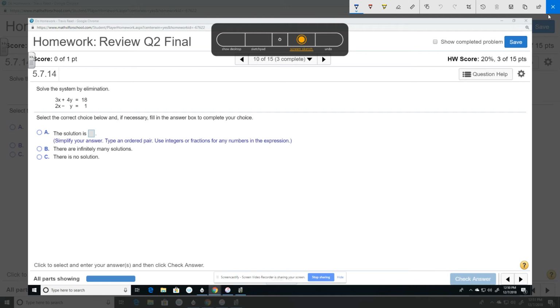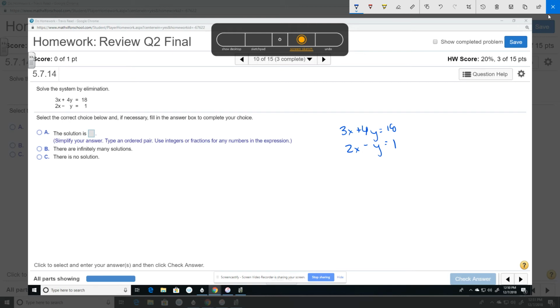Solve by elimination. So I have 3x plus 4y equals 18. And then I have 2x minus 1y equals 1. The problem with elimination is my x's don't match and my y's don't match.